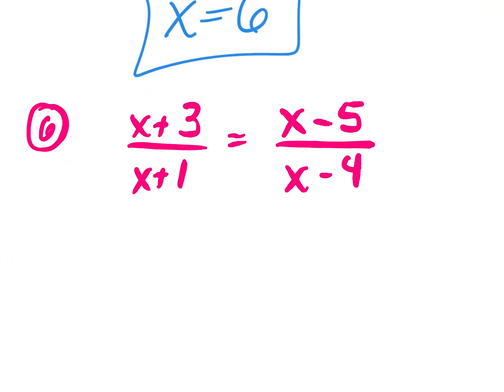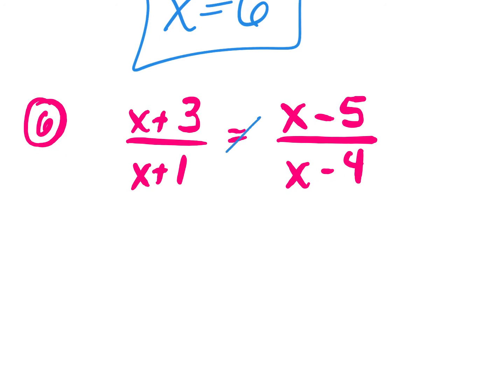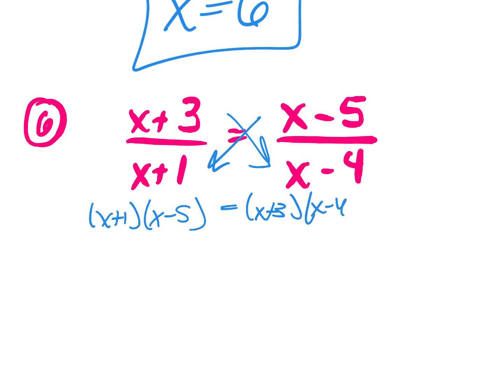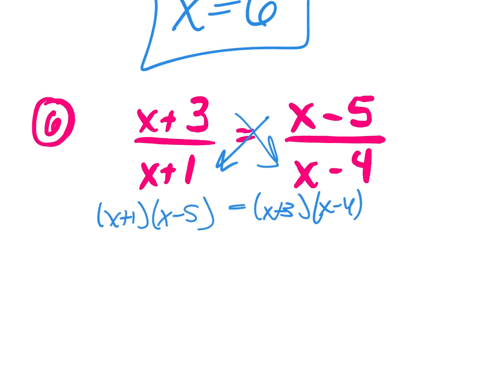And then the next one, again, it's a fraction equals a fraction, so you cross multiply. So we have (x + 1) times (x - 5) equals (x + 3) times (x - 4). In this case, we're just going to FOIL on both sides. We have x squared minus 5x plus x minus 5 equals x squared minus 4x plus 3x minus 12.